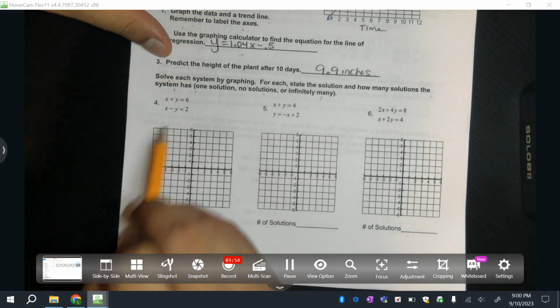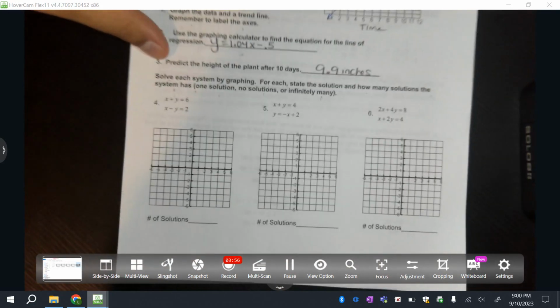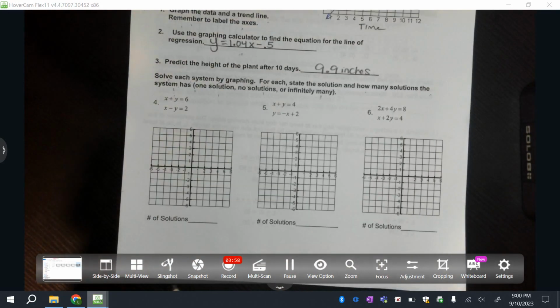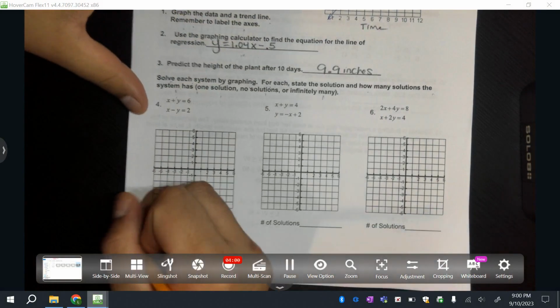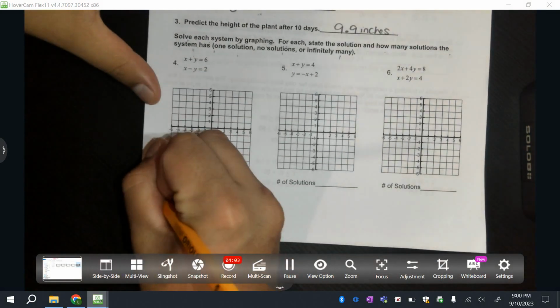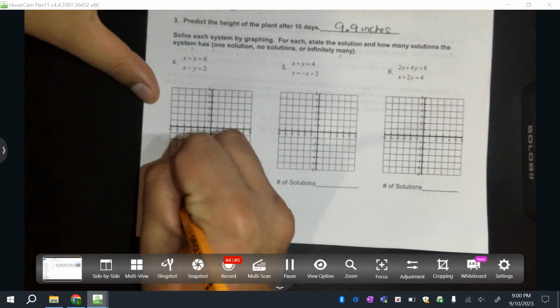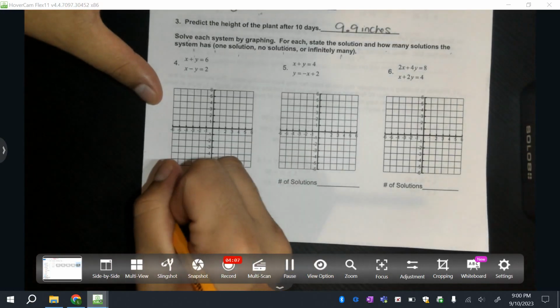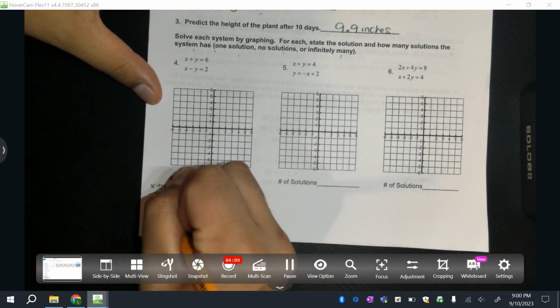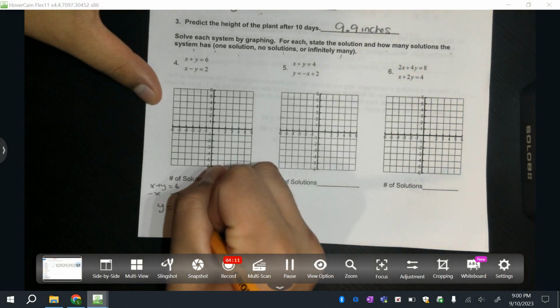Alright, so we have two equations here. They're both in standard form. We want to put them in slope-intercept form, so let's do that first. I'm going to start off with x plus y equals 6. There's only one step. The one step is just subtract the x. We get y equals negative x plus 6.